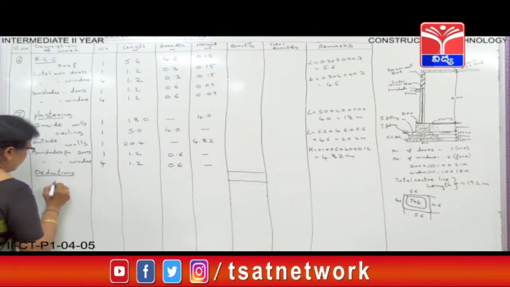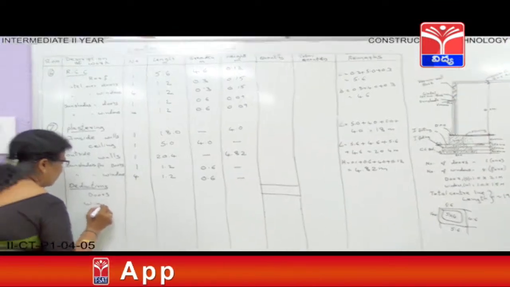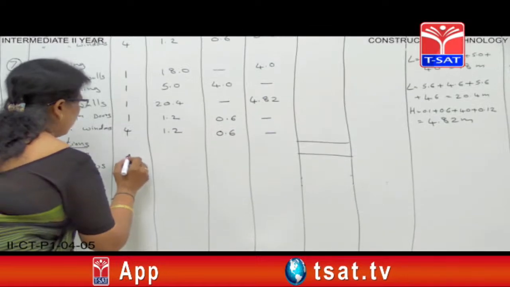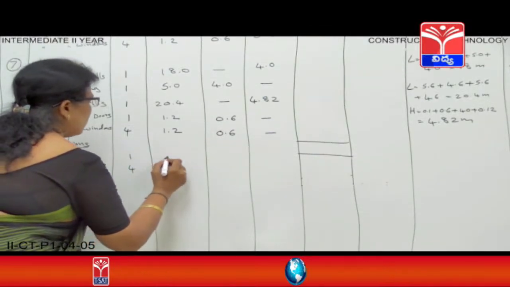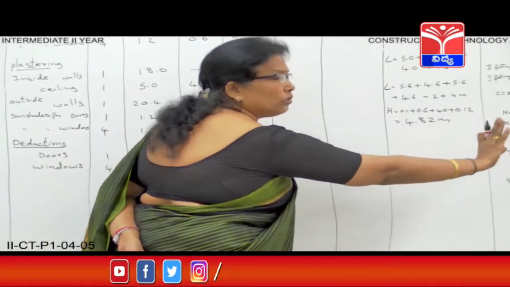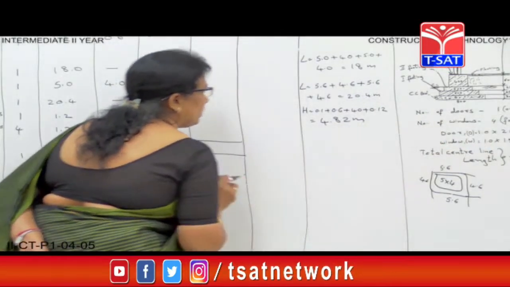Deductions for doors and windows. Doors 1, windows 4. So here you have to take the length of the door. You should not add any projections or anything. Directly take the length and height of the door.